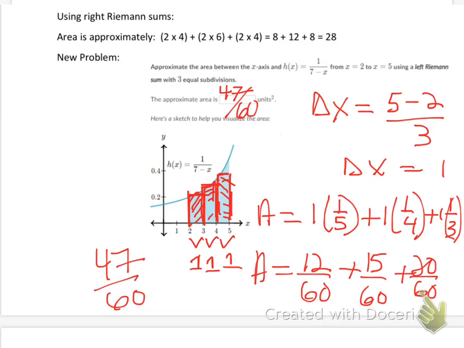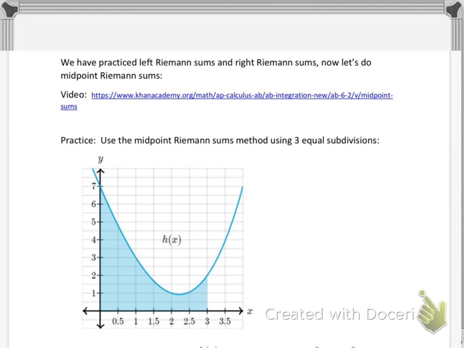Okay, alright, let's move on to the next page. At this point we have done left Riemann sums and right Riemann sums. So now we're going to do another version that is an approximation of both, and that version is called Midpoint Riemann Sums. There is a video right here on Khan Academy which explains it. So I would stop this video, watch that video, and then come back to me again.